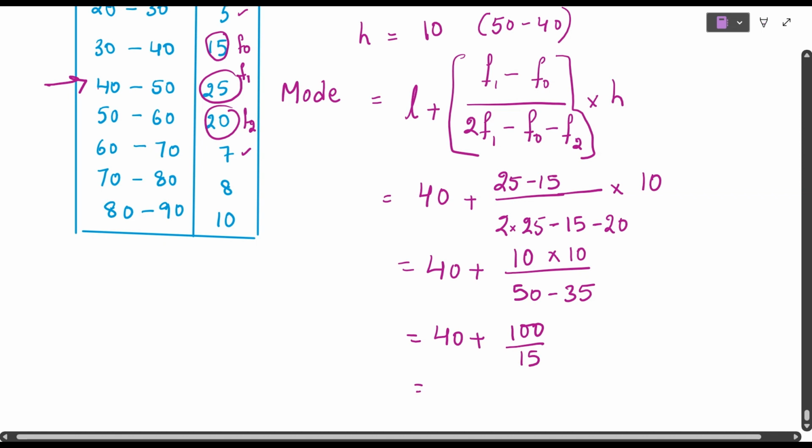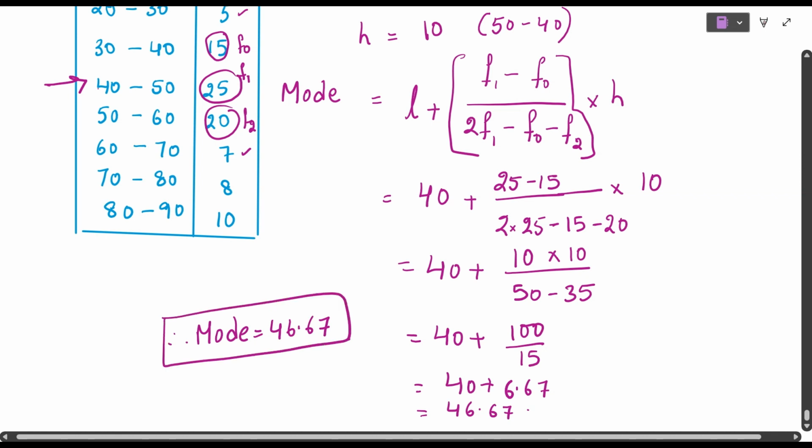So just calculate this, students. You will get the value of mode. So 40 plus 100 divided by 15 gives 6.67, and the value of mode will be 46.67. Did you understand, students? So therefore the mode is equal to 46.67. Okay, students, what is the needed part here? You must know the formula.